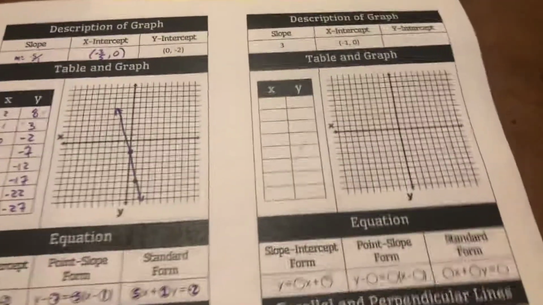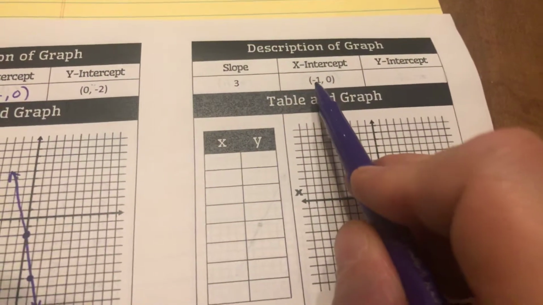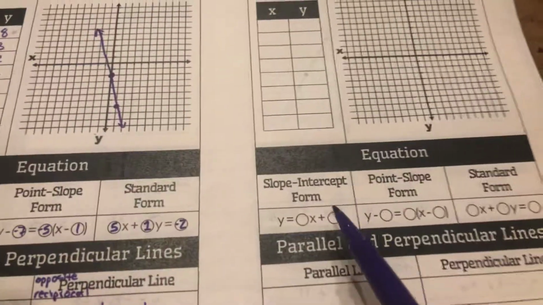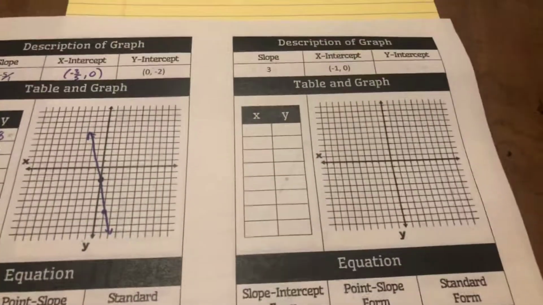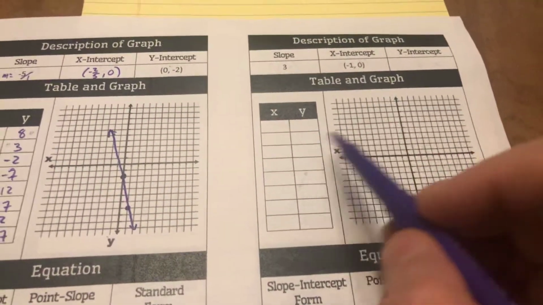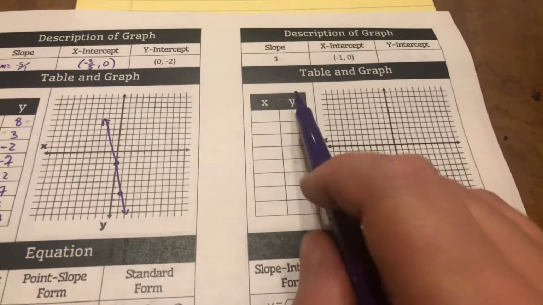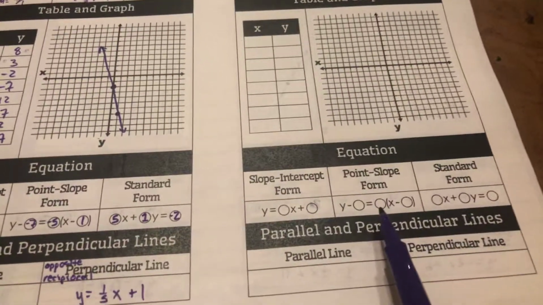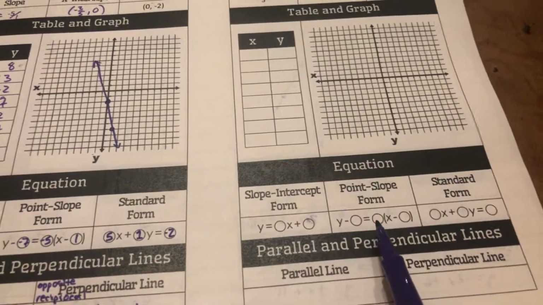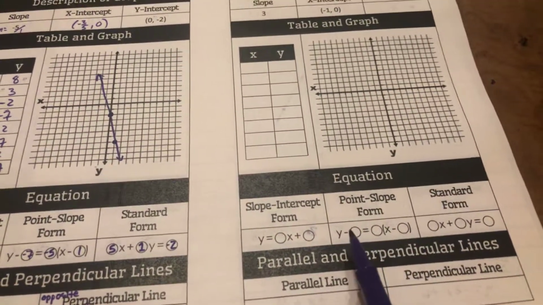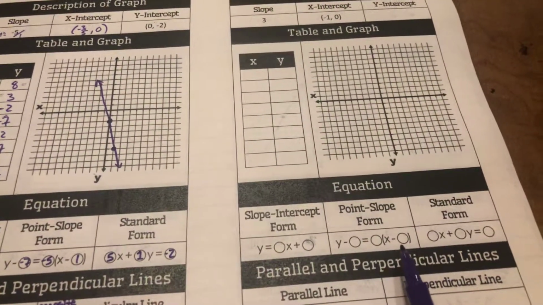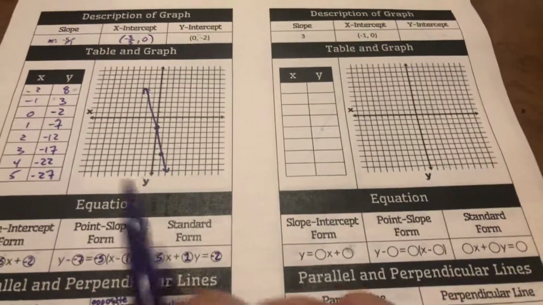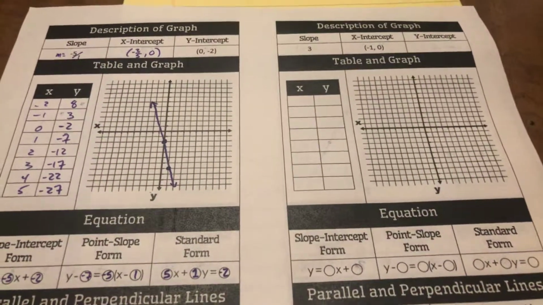Now, on some of these others, see here, you're given the x-intercept. So you won't be able to do slope-intercept first because you're not given the y-intercept. So fill out your table and graph, and then use your slope and a point off of your table to get point-slope form. Then you'll simplify this, distribute, add this to both sides, get y by itself for your slope-intercept form. And then you have two more that are on the back. And that's it.